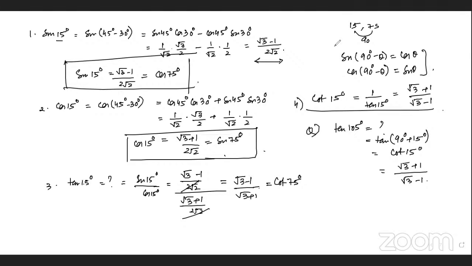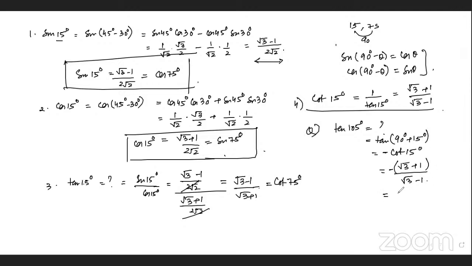One second. Sin 15 is what? Root 3 minus 1 upon 2 root 2. And cos 15 is root 3 plus 1 upon 2 root 2. Okay. So tan 15 is equal to root 3 minus 1 upon root 3 plus 1. And cot 15 is equal to root 3 plus 1 upon root 3 minus 1. Oh, I'm sorry. This is in the second quadrant, so minus will come. It will be minus times this.